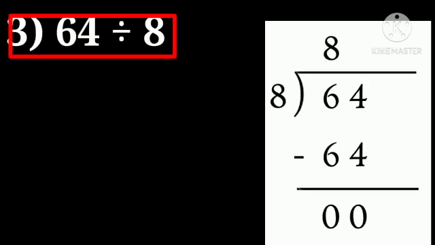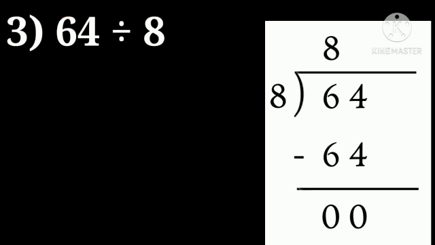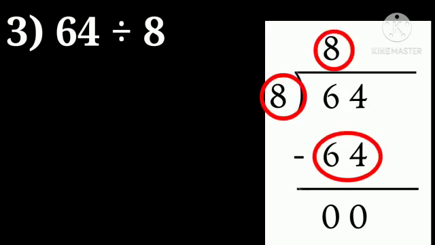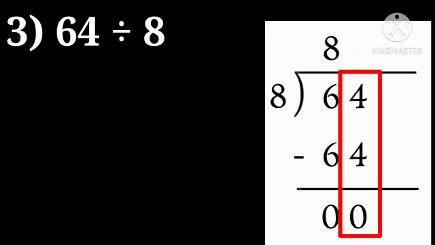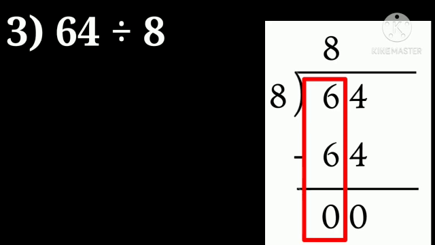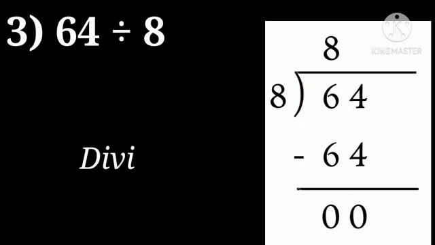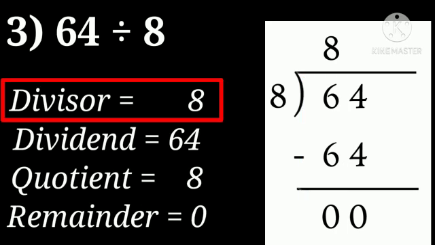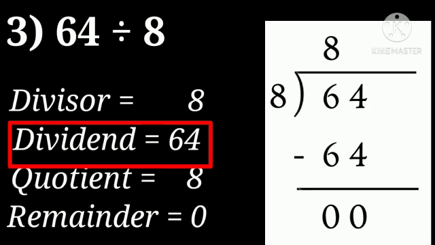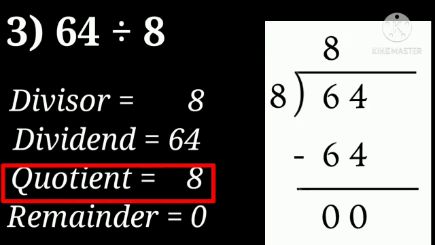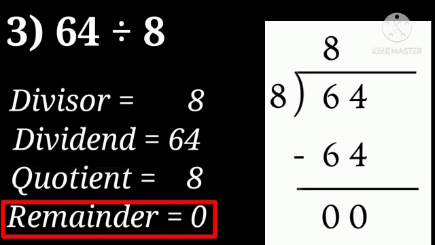Third one, 64 divided by 8. So let's arrange the number and start saying 8 table till we get the number 64. So 8 8s are 64. Start subtraction. 4 minus 4 is 0. 6 minus 6 is 0. Let's see, divisor is 8. Dividend 64. Quotient is 8 and remainder is 0.